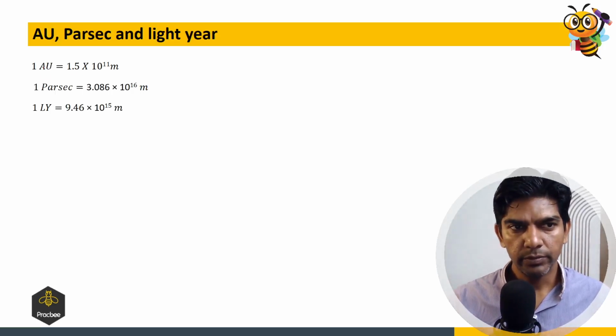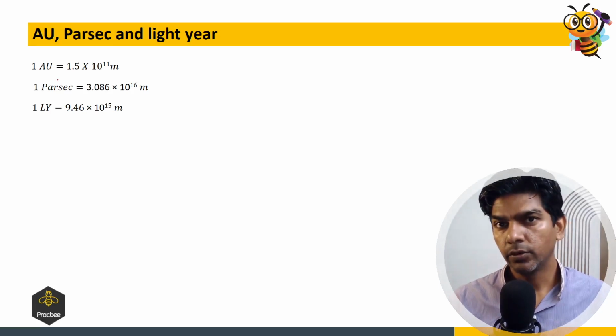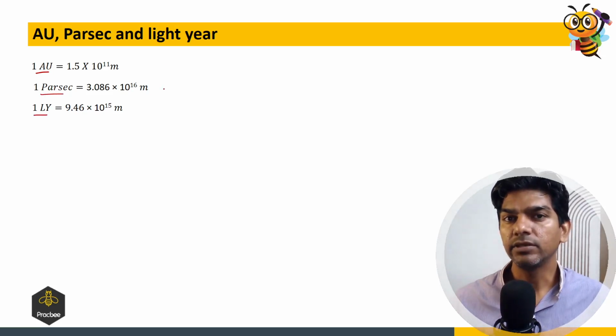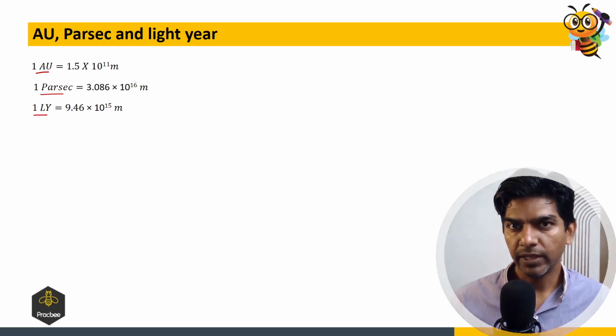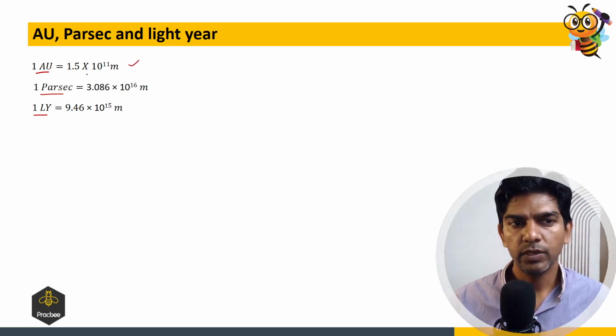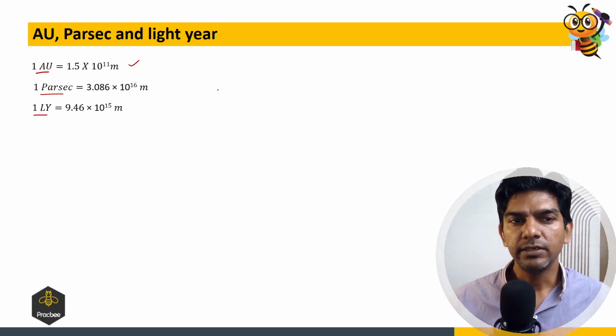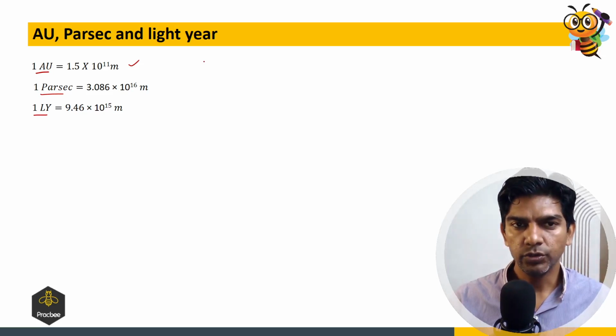So you have to remember that there are three very important units. One is astronomical unit, then parsec, and one light year. Now let us see one by one. So what is one astronomical unit? It is the average distance between the earth and the sun, and it is given by 1.5 into 10 raised per 11 meter.